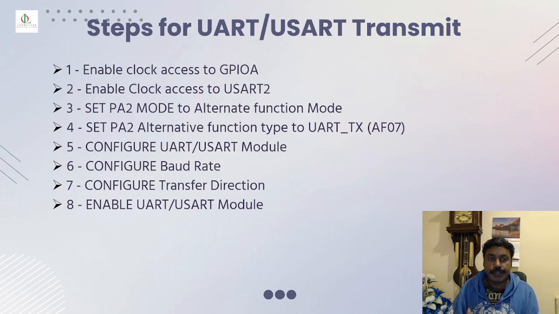The second step is to enable clock access to your USART for data transmission. Again, you need to go to that register and see which bus it's communicating with, and you have to enable that bus. Then the third step is to set the port, whichever port you are using, to alternate function mode.